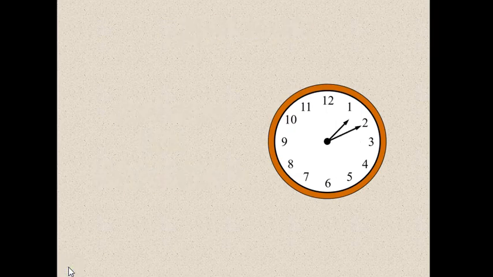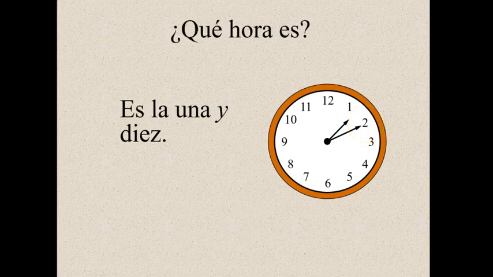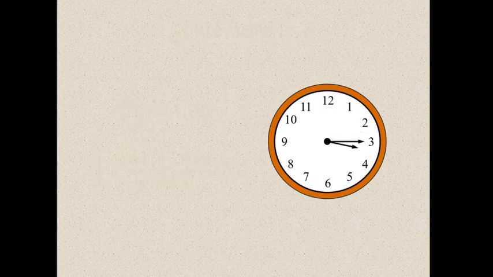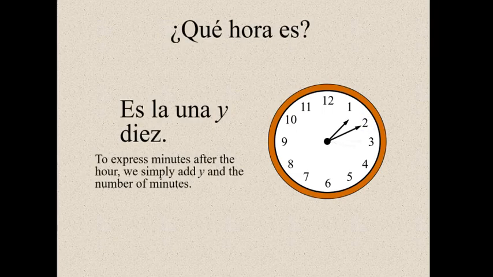It is 1:10. So do you remember how to say it is 1 o'clock? Muy bien, es la una. It is 1 o'clock, but it's 1 with 10 minutes. So in Spanish, 5 minutes is cinco, 10 minutes is 10. Es la 1:10. So however many minutes it is past the hour, you say y and then the number of minutes.